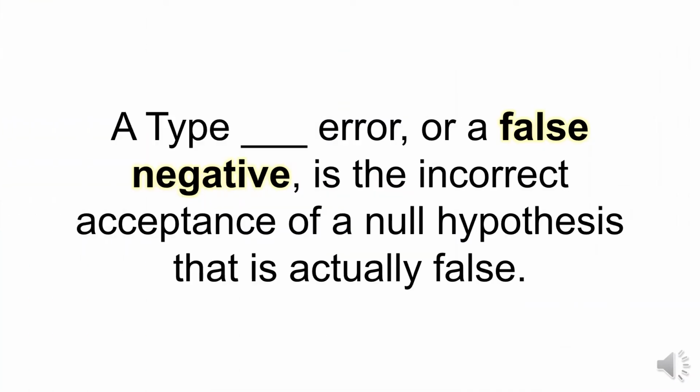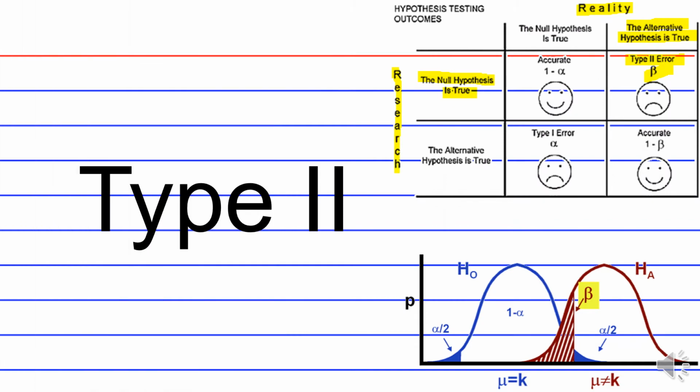A type blank error or a false negative is the incorrect acceptance of the null hypothesis that is actually false. So what type of error is this? I'll give you a moment to think. That would be a type 2 error, as I'm sure you probably guessed. So if in reality the alternative hypothesis is true, but in your research experiment you said the null hypothesis is true, then you've committed a type 2 error, okay?